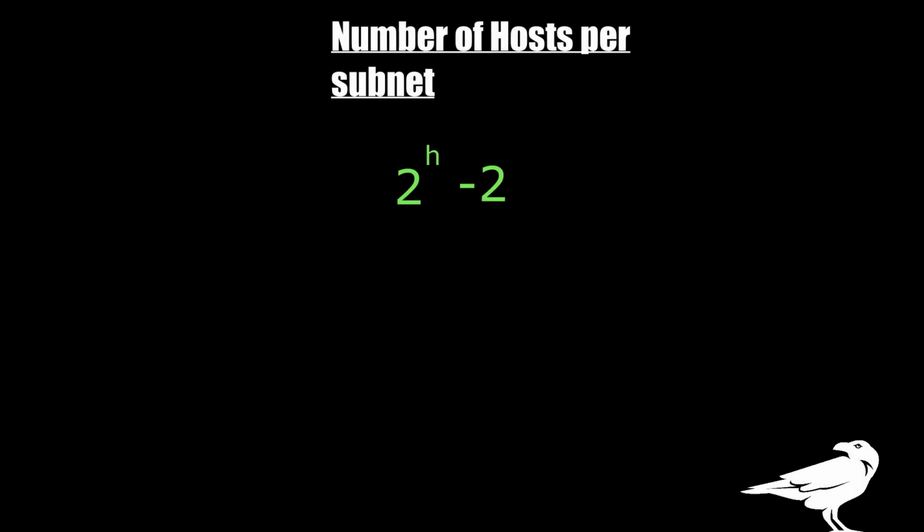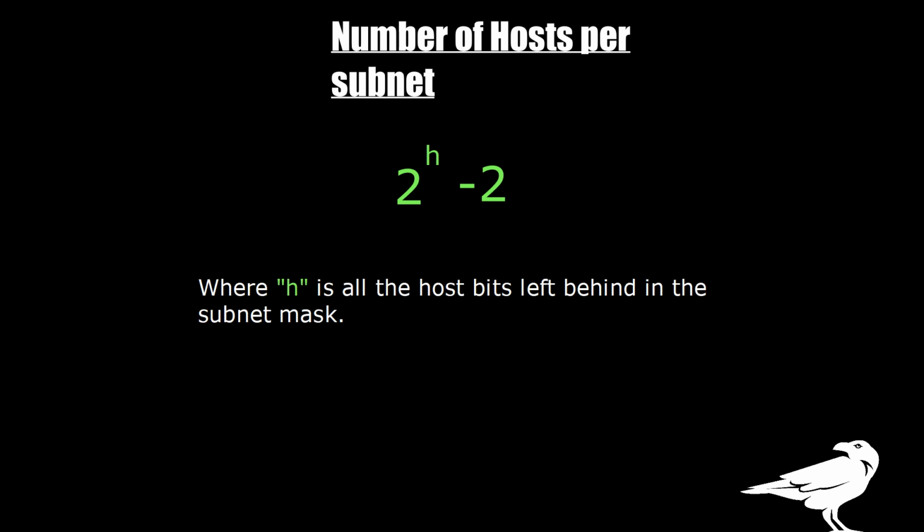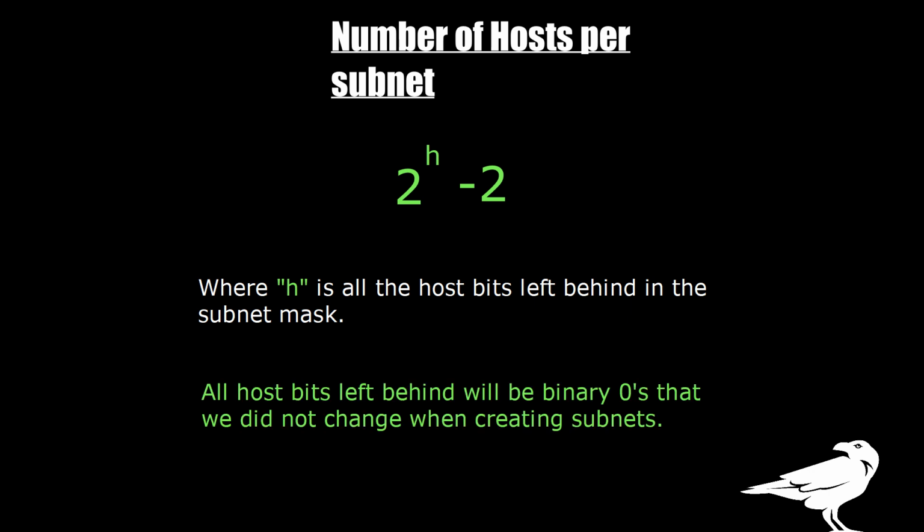Then the next formula is 2 to the power of h minus 2. I just want to make sure that we're all happy that we're going to work out 2 to the h before we subtract the 2. So if you want to write it as 2 to the h in brackets and then the minus 2 outside of the brackets, because you know BODMAS and all that good stuff, it'll help you to make sure you remember to work that out first before the minus 2. And h is the host bits that are going to be left behind in the subnet mask. Now the host bits will be the binary zeros that we have not changed. And the number of those will help us work out how many hosts we're going to have.